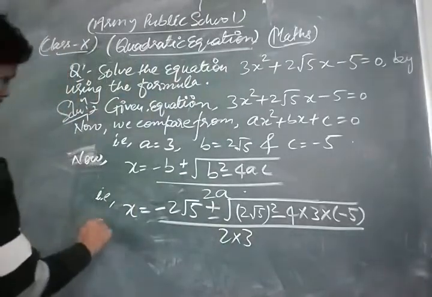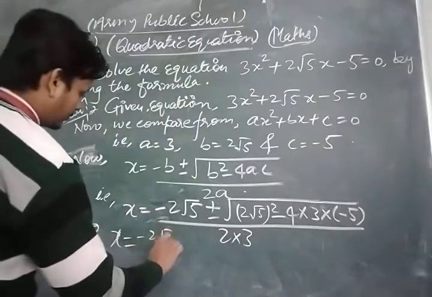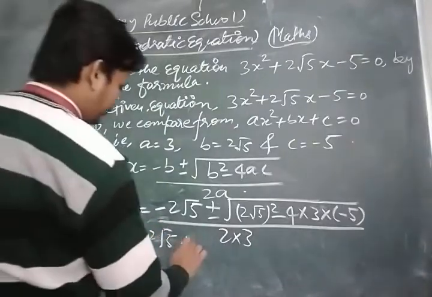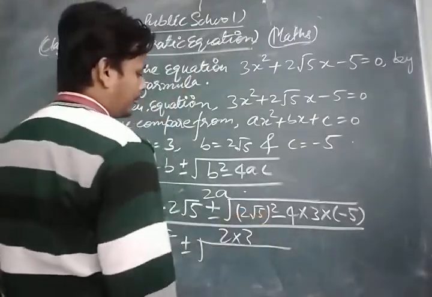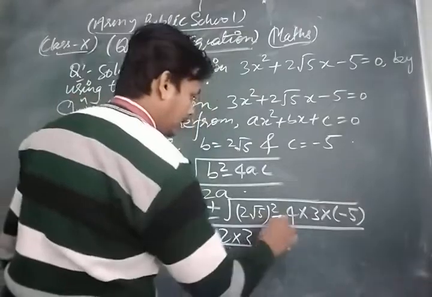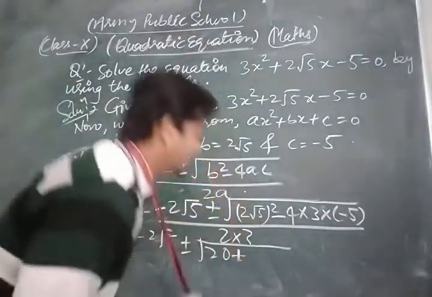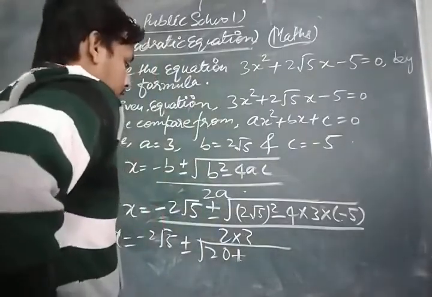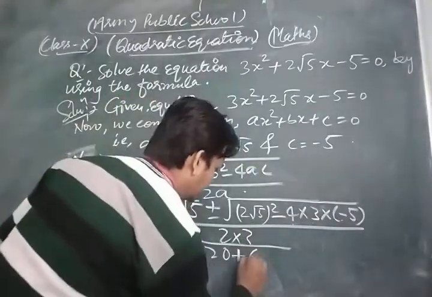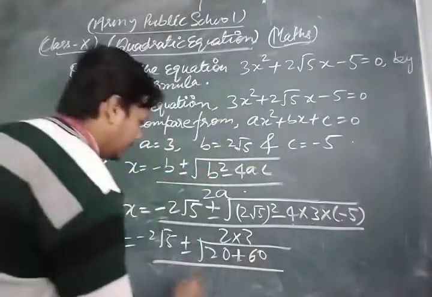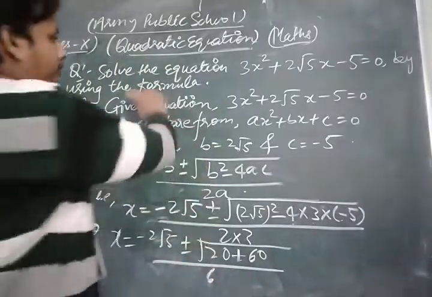Now we simplify them. x is equal to minus 2 root 5 plus minus under root, 2 root 5 squared is 20, minus, that is plus, since 4 times 3 is 12, 12 times 5 is 60, upon 2 times 3 is 6. So in this way, just now look.